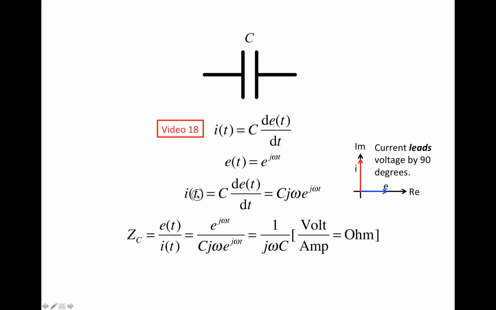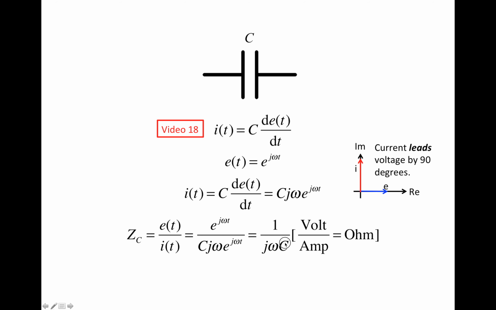For a resistor, the resistance is obtained by dividing the voltage by the current. And here, if we also divide the voltage by the current, we obtain a complex number. So voltage equals e to the j omega t, right? The current equals C j omega e to the j omega t. And e to the j omega t and e to the j omega t can be cancelled out. So what we have obtained is that the voltage over current equals 1 over j omega C.